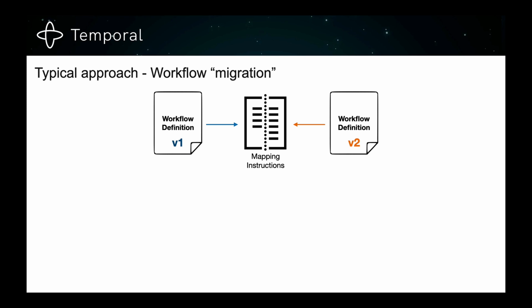So when you look at a lot of different workflow runtimes, in order to deal with this issue of having to replicate your production system or running different workflows on different types of infrastructures or different versions of workflows, a lot of runtimes came up with this approach of workflow migration. What that means is that we have, let's say, a workflow definition version 1 and workflow definition version 2. In addition to that, we have to define some sort of mapping instructions or migration instructions.